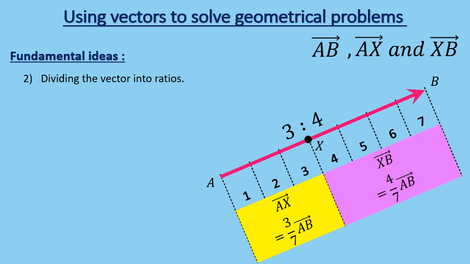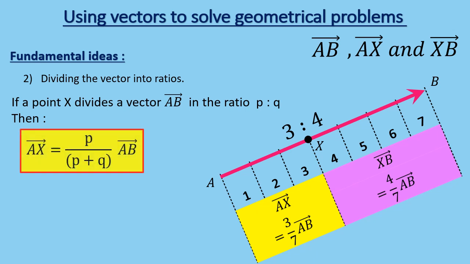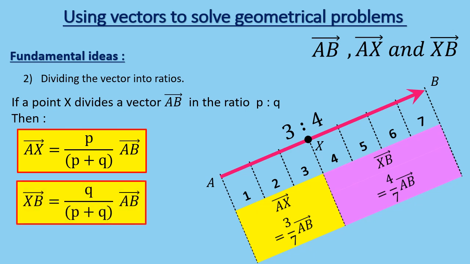So, in general, if a point x divides a vector AB in the ratio p to q, then vector AX will be equal to the ratio of p divided by the sum of p and q multiplied by the vector AB. And vector XB equals the ratio of q divided by the sum of p and q multiplied by vector AB.